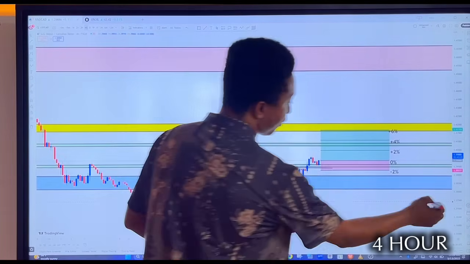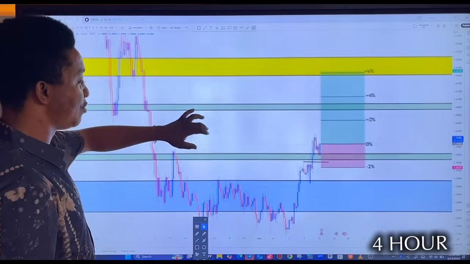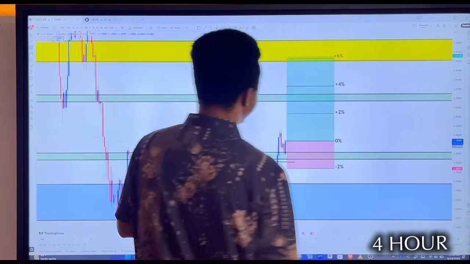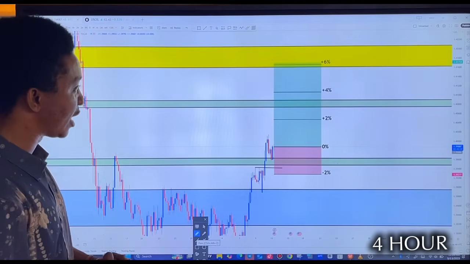Alright, so this is the 4-hour time frame of USD CAD. Now on USD CAD, the 4-hour time frame, we are back to where we started. So let's explain the entry over here. Why did I give this bar on the 4-hour time frame? Let's add the final touch on this page.